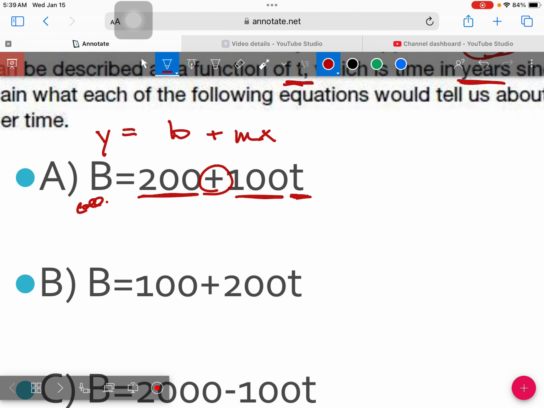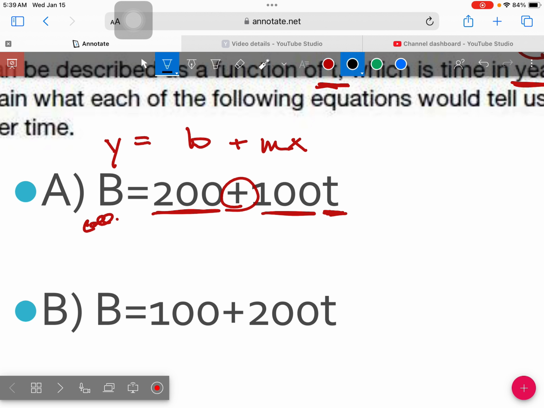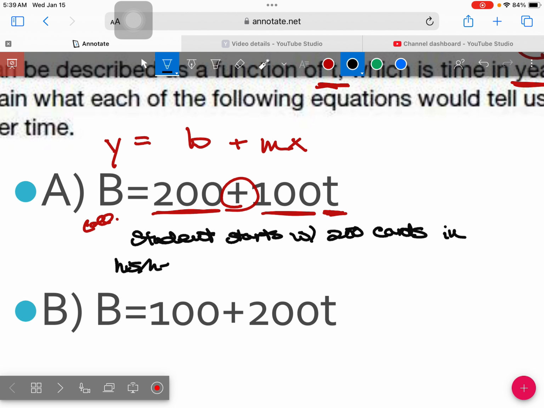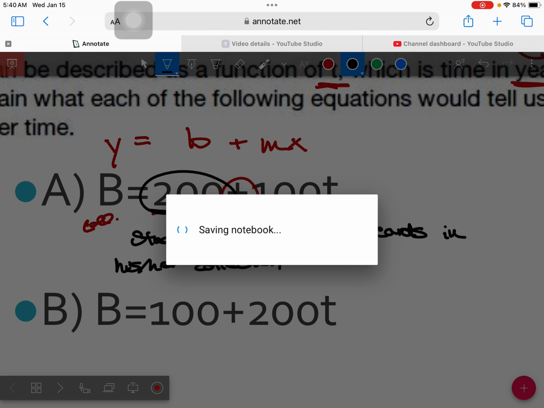So describing this situation: the student starts with 200 cards in his or her collection, and again, that's the y-intercept. That means where x is equal to 0, this 200 would be on the y-axis.